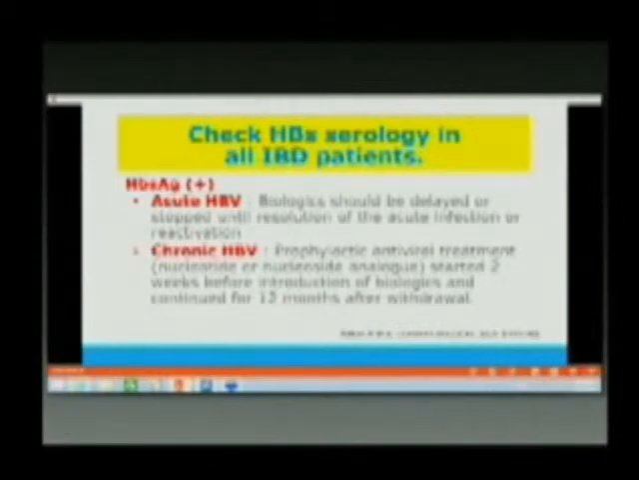If you have chronic hepatitis B, even if you were a carrier, for example, then you know that you most likely will reactivate while on anti-TNF therapy. Then you give prophylactic antiviral therapy. You give a nucleotide or a nucleoside analog 2 weeks before the introduction of your biologics and continue until 12 months after withdrawal. You usually give entecavir or tenofovir.